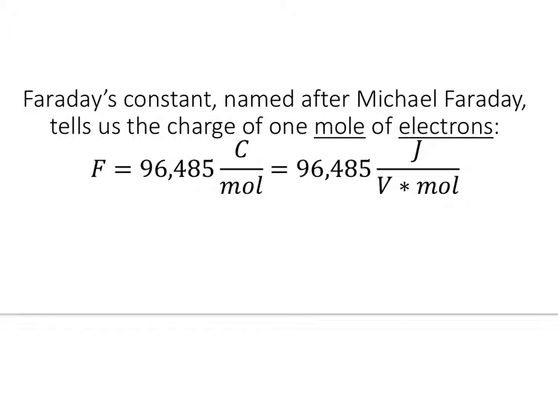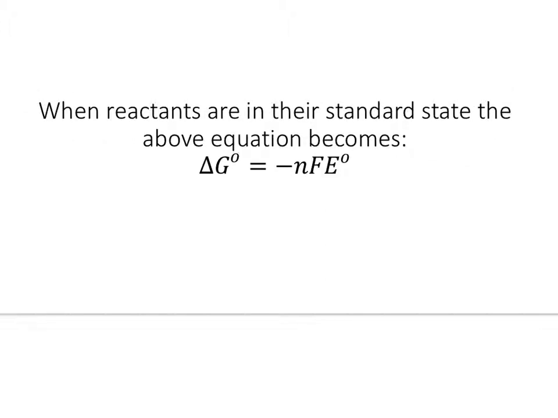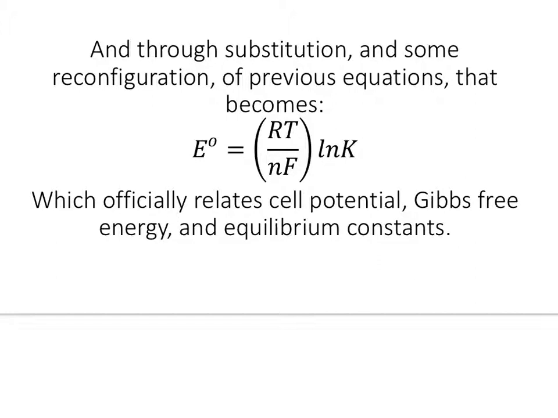And yep, everything's going to end up kind of being related. So when they're in their standard state, that above equation becomes as follows. The number of moles won't change, the Faraday's won't change, but we do have our standard cell potential. And through substitution and some reconfiguration of previous equations and a little dose of really just mean chemistry, you get kind of a wonderful equation. It gets a little better.